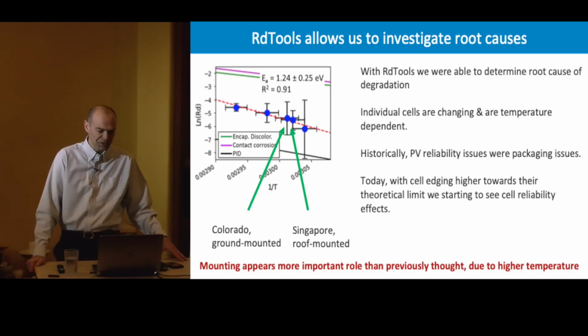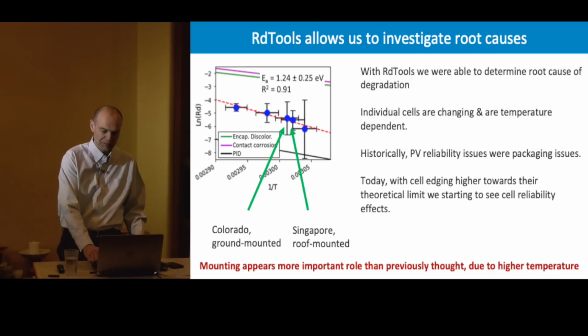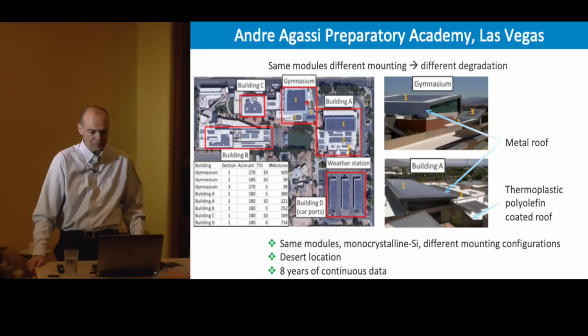Another interesting aspect of this, pointed out by these 2 arrows, is that these 2 points show almost the same degradation rate, yet one is ground-mounted in Colorado, whereas the other one is roof-mounted in Singapore in a hot and humid climate. And that points to the mounting playing a more important role than we maybe think.